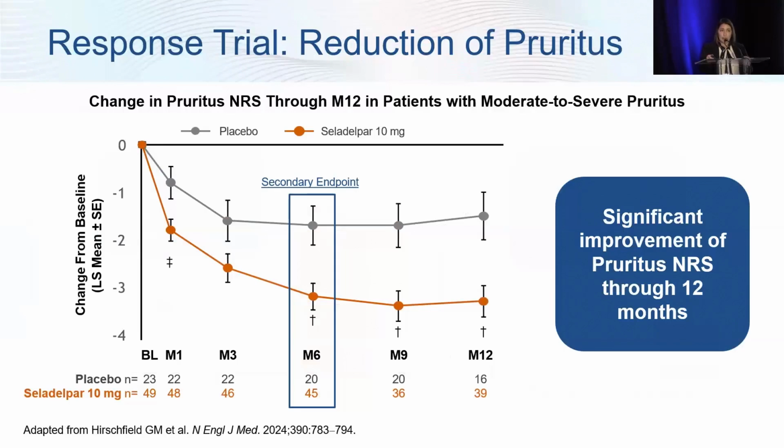With elafibranor, there was a trend toward a reduction in pruritus. However, that was not statistically significant. A slight difference in data reported here for seladelpar was there was a clinically and statistically significant reduction in pruritus. This was seen as early as month 1, and this was maintained through the end of the trial at week 52.